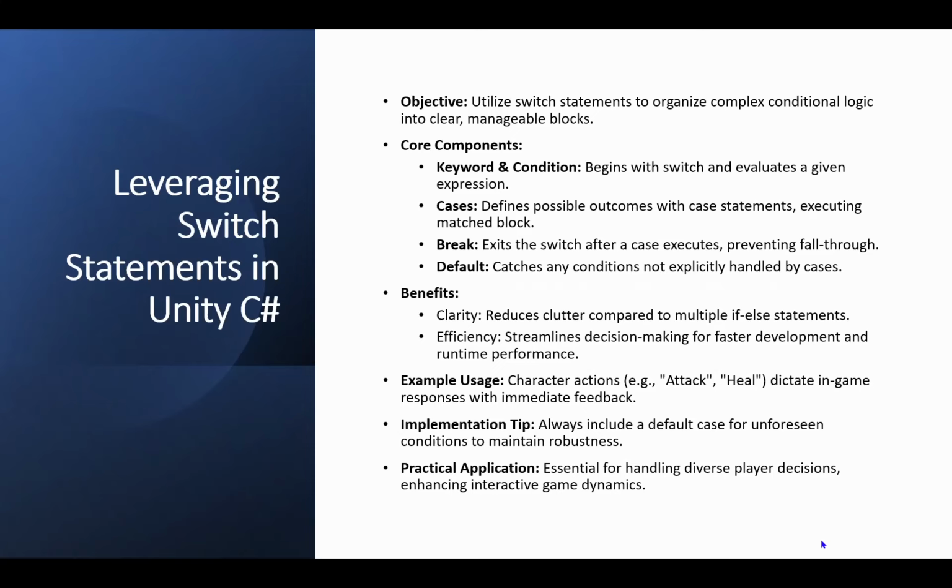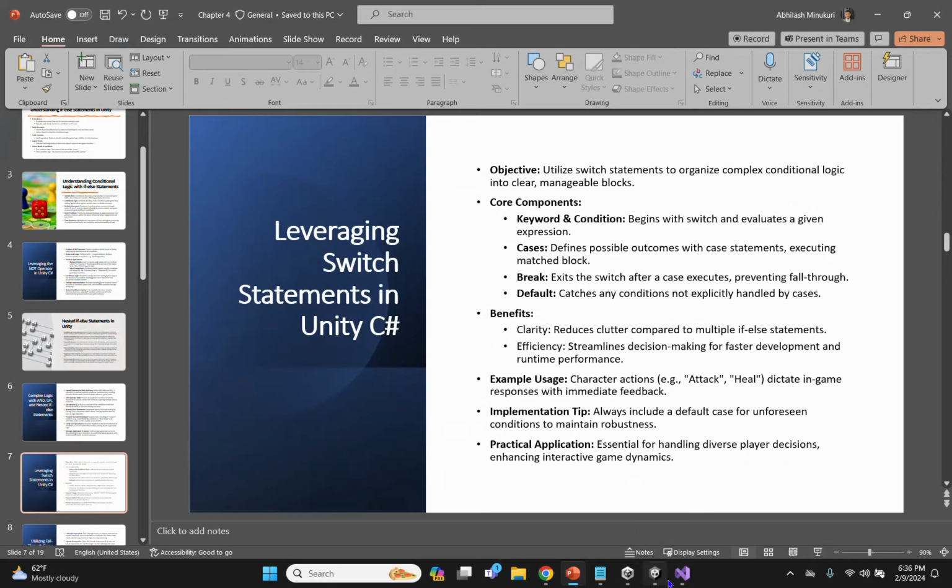Imagine your game character can perform different actions like attack, heal, or defend. If you try to handle this with if else statements, your code could quickly become a tangled mess, especially as you add more actions. So a switch statement simplifies this by neatly organizing each possible action. A switch statement evaluates a variable, then jumps to the matching case statement to execute its code block. So let's go to the example.